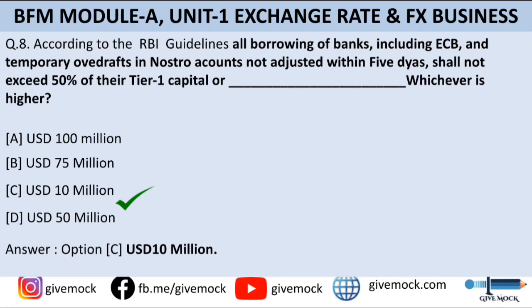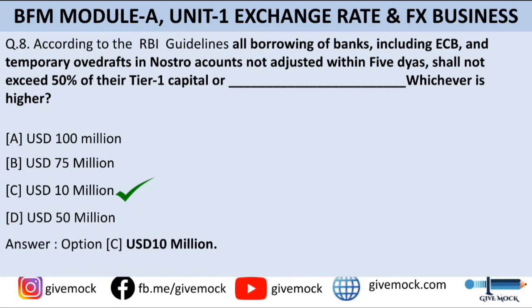So guys, RBI guidelines कहता है कि all borrowings of banks including ECB, okay, external commercial borrowings जिसको बोलते हैं ECB, and temporary overdrafts in Nostro accounts not adjusted within 5 days shall not exceed 50% of their capital. बैंक के tier 1 capital के 50% से ज़्यादा exceed नहीं होना चाहिए, और USD 10 million whichever is higher, okay. So just keep that in mind, quite an important one, क्योंकि RBI guidelines से जुड़ा हुआ है, तो IIBF में ऐसे questions पूछ देते हैं, okay.